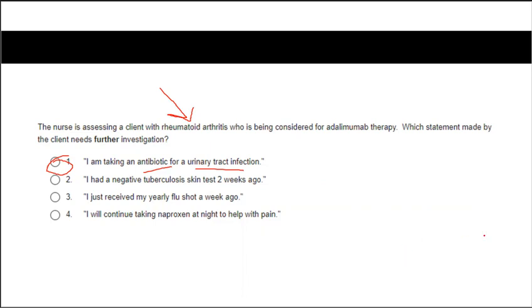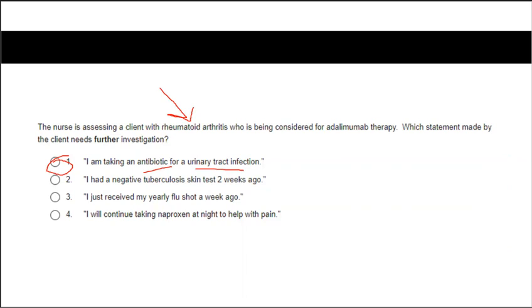How about number 3? I just received my yearly flu shot a week ago. Again, remember, clients taking immunosuppressive therapy like your Adalimumab should receive an annual inactivated influenza vaccine to reduce the risk of contracting the flu virus. Remember, they are at risk for infection and they should not receive live attenuated vaccines.